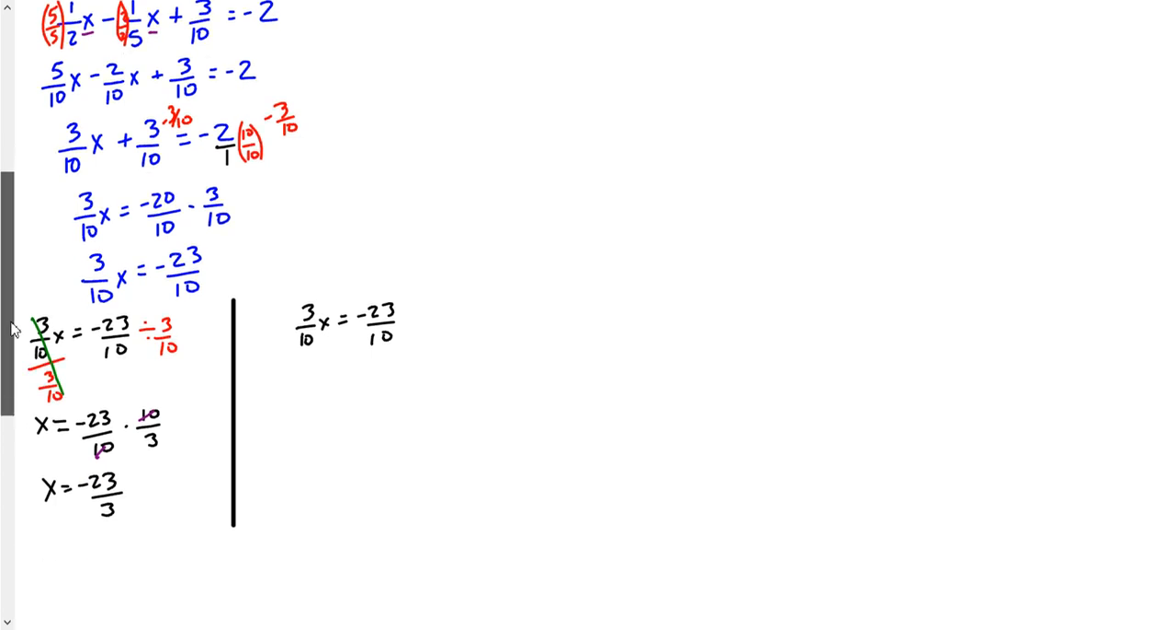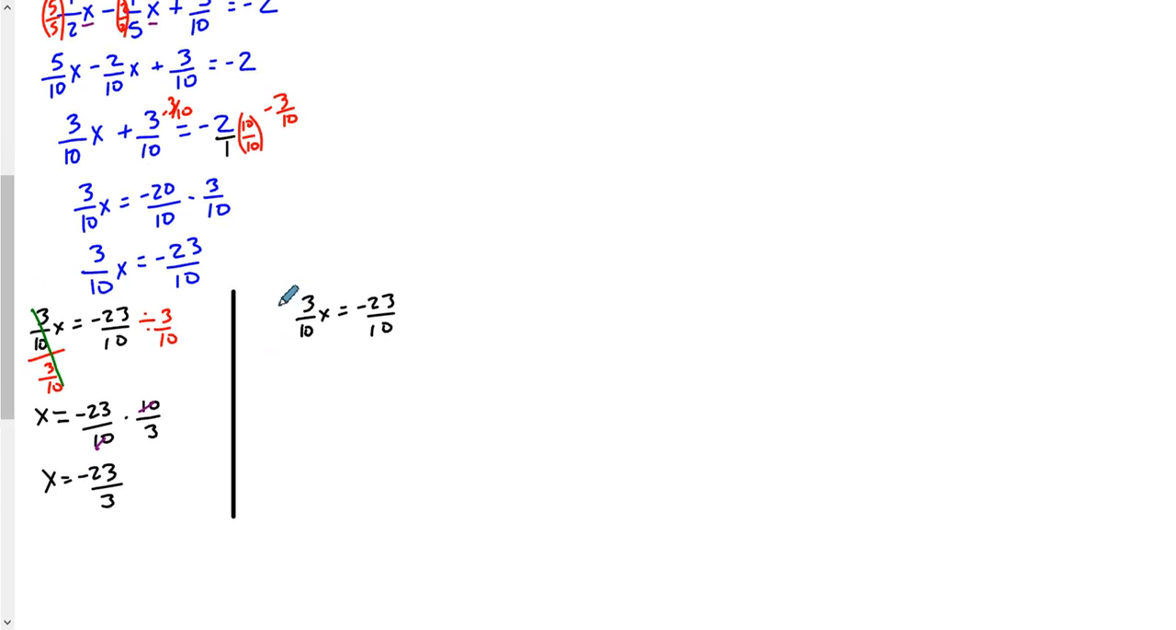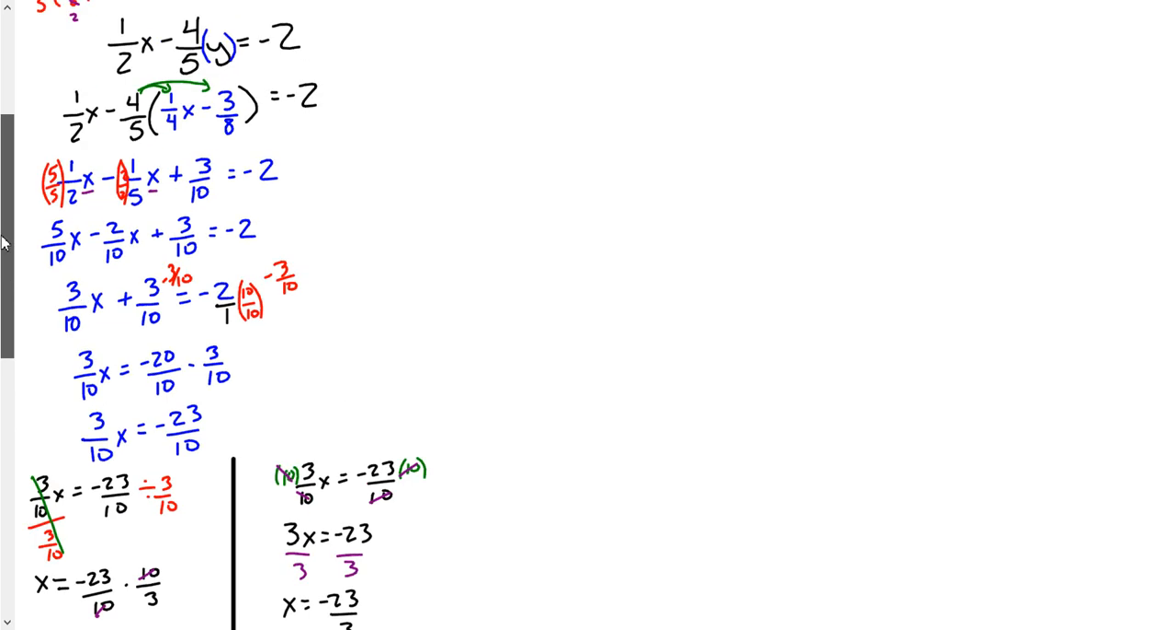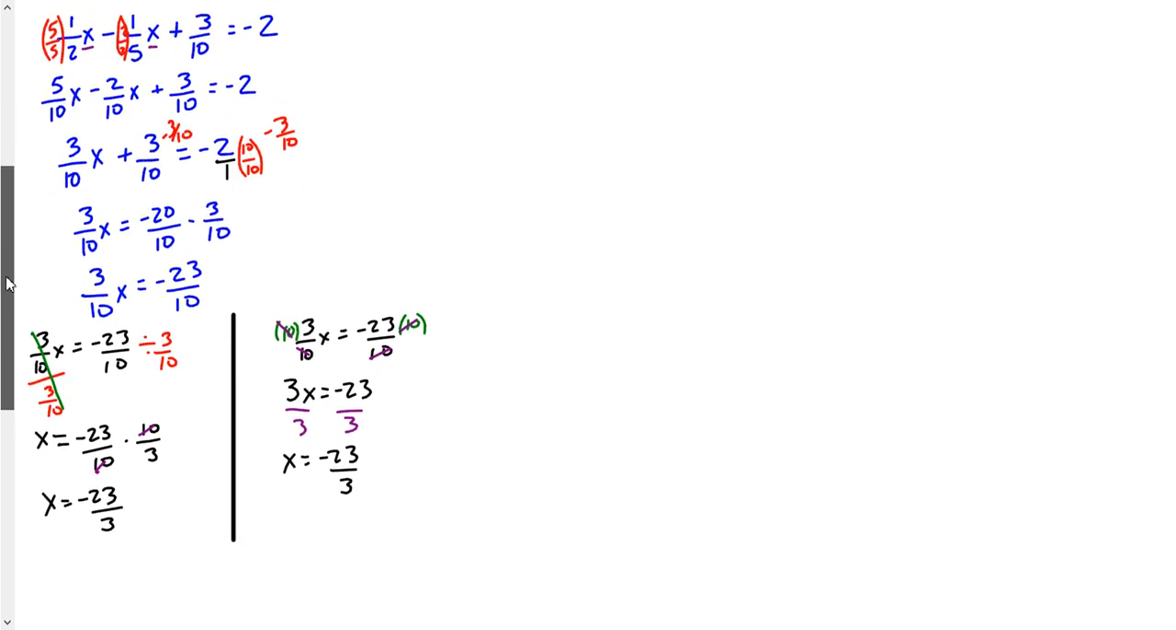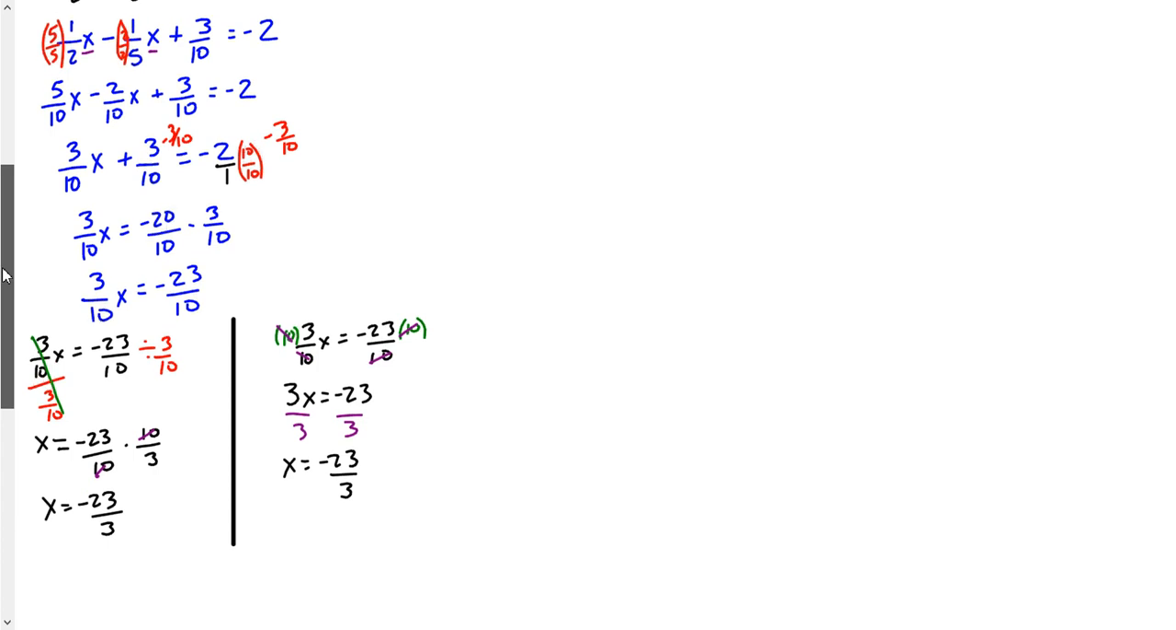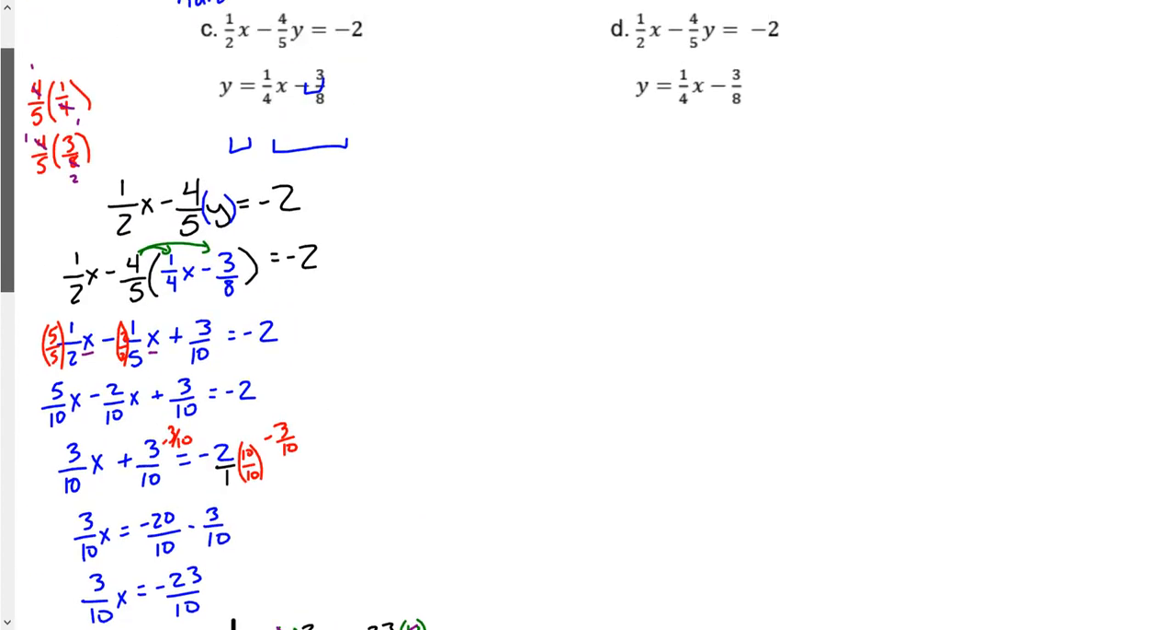The more time-consuming way, but it still absolutely works, is I can multiply both sides by the 10, meaning that my 10s all would actually cancel off, and I have 3x equaling negative 23. Divide by the 3, and x equals negative 23 thirds. Same answer, two different ways of doing it. All right, but again, we're not finished because x equals negative 23 thirds. Well, we need to find out what does y equal.